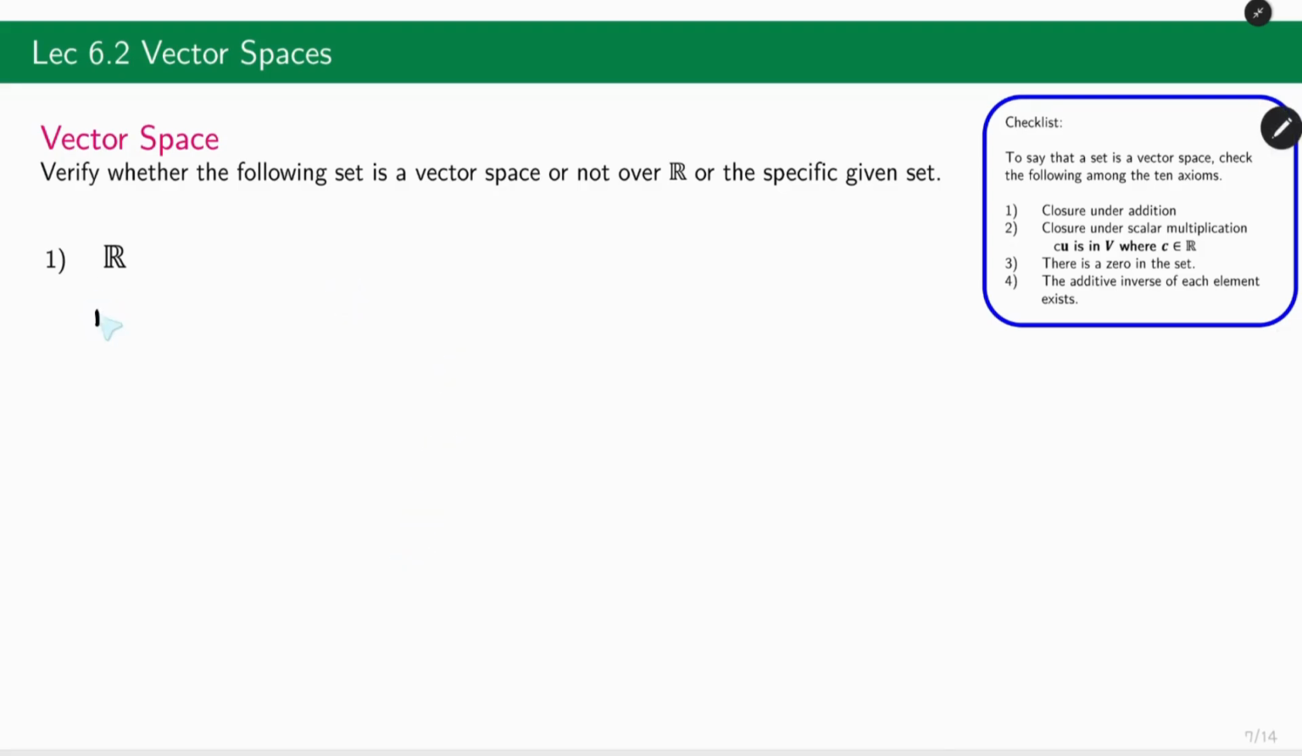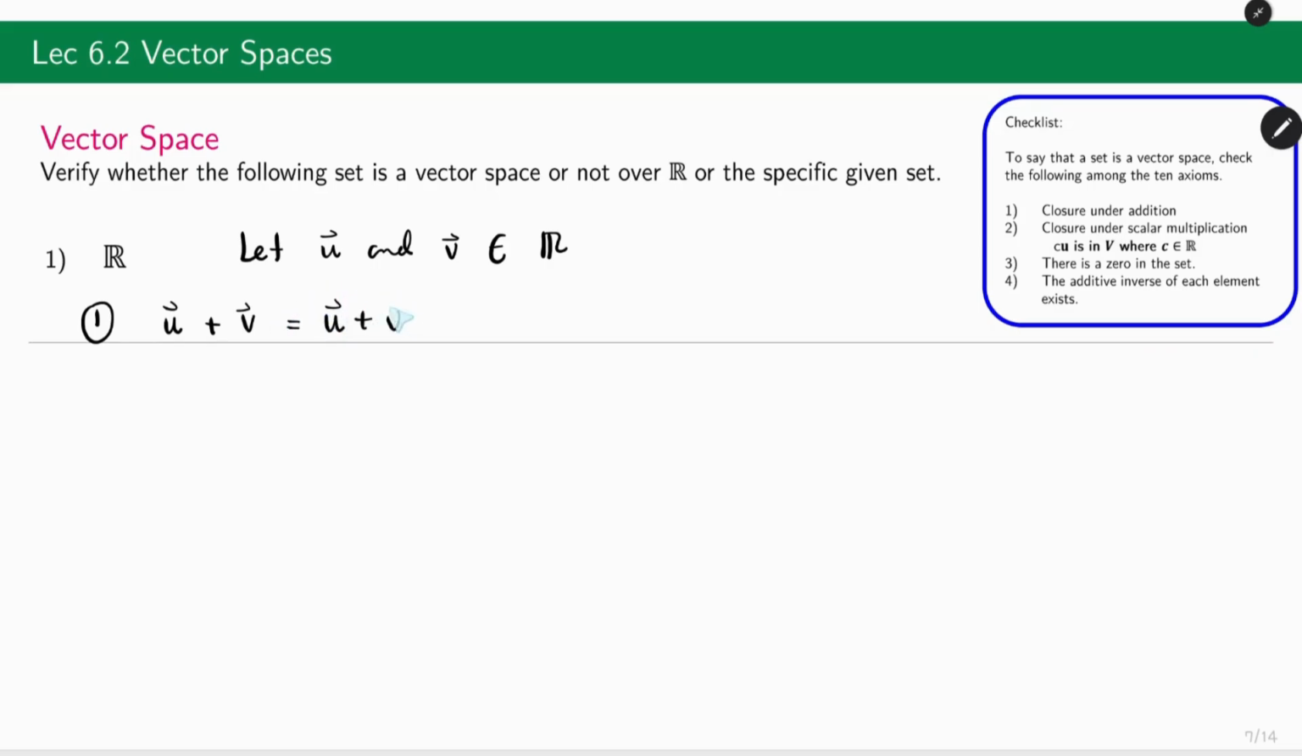Okay, we have the closure under addition. Let's say let U and V be an element of R. Let us take U plus V. Addition will still be in R, right? So any real number that is added to another is still a real number.